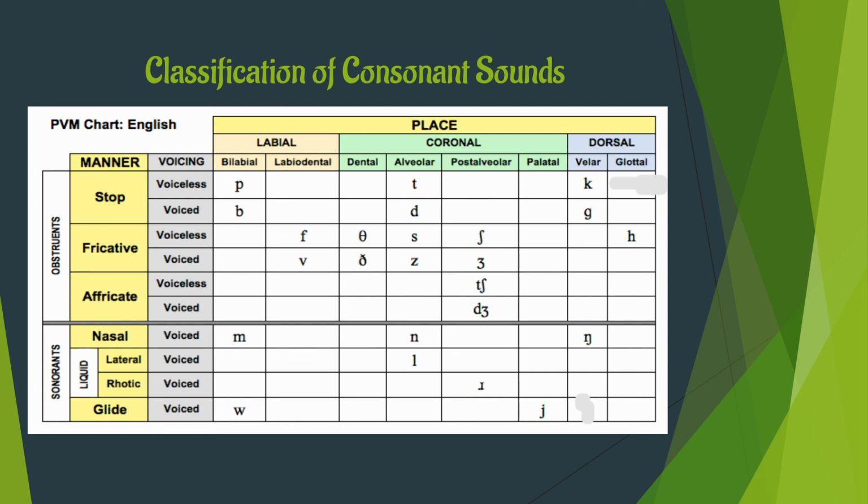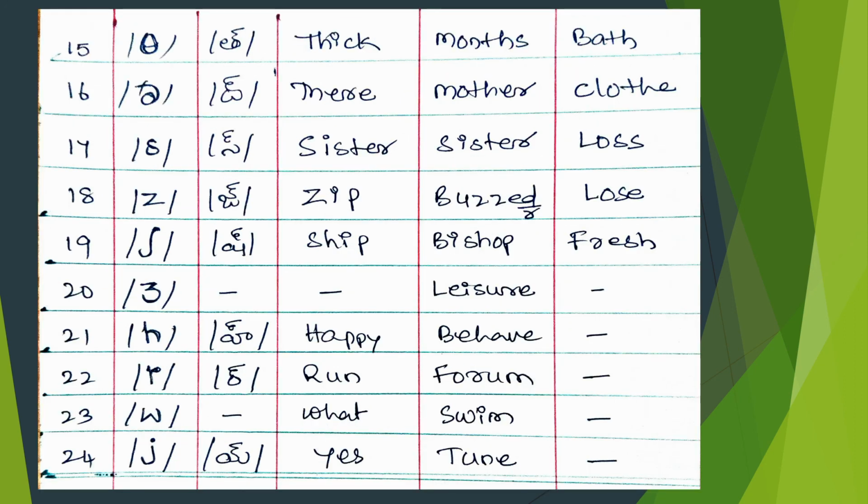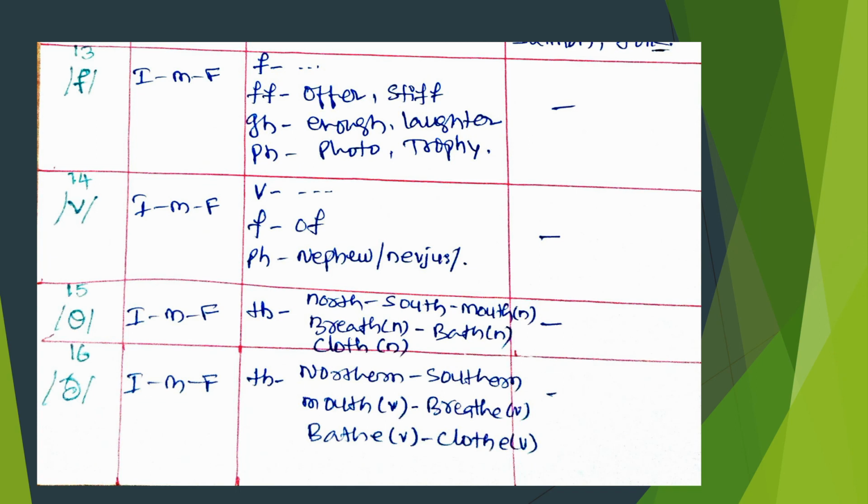So I have also explained in which place all these sounds happen, how many sounds happen initially, how many happen medially, and how many happen finally. And then we also discussed their spelling, with what different letters these sounds are represented, and then some spellings in which these sounds or the letters are silent.